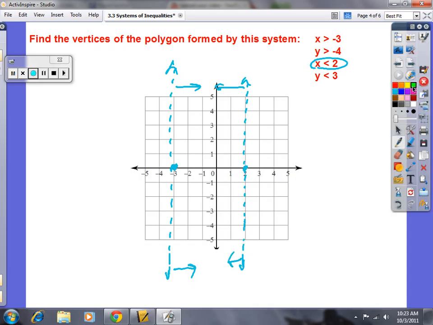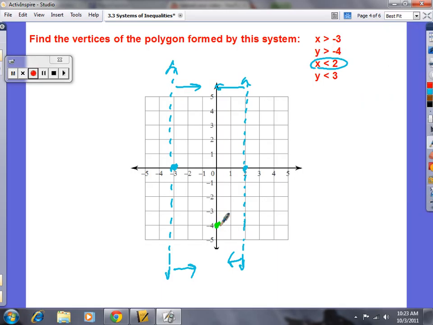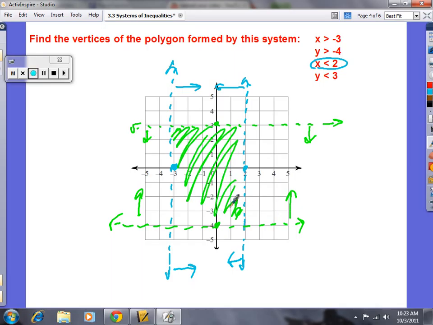Now your y's. Y is anything greater than -4, so on the -4 on the y, it's also dotted, but it's a horizontal line. And y is anything greater, so that's going to be up. And the last y is anything less than 3, so on the y-axis of 3, we're going to have a horizontal line going through there. And anything less than, so that's going to be down. So your answer is anywhere in this region.